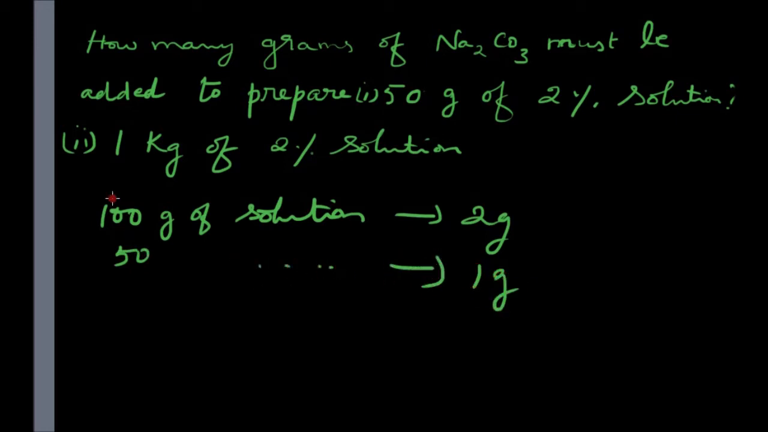The second subdivision is in 1 kilogram of 2% solution. So in 1000 grams of 2% solution, for 100 grams it is 2 grams, for 1000 grams it will be 2 into 10. So that will be 20 grams. This is quite simple, so there is no difficulty in understanding all that. We will pass on to the next one called molarity.